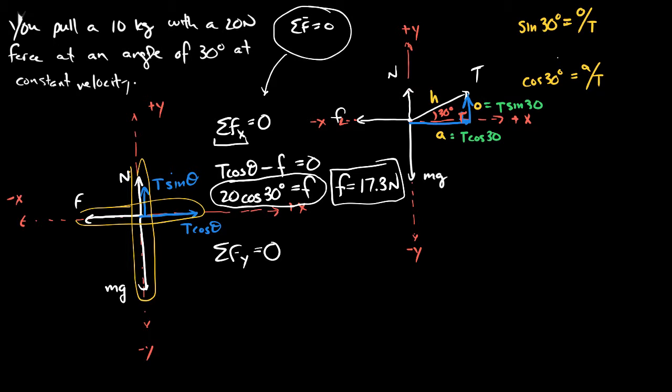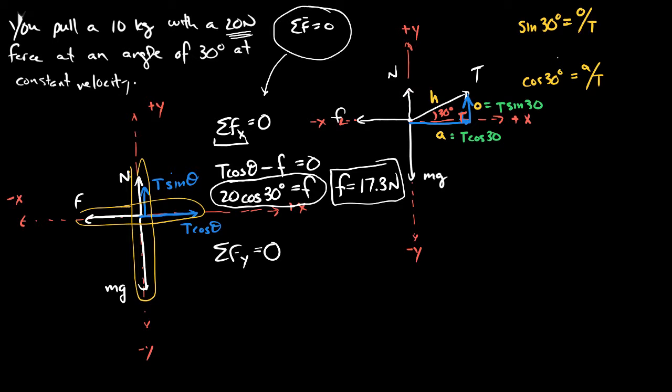Not so bad? Maybe? I don't know. I think you guys are going to struggle with it. Yep. How did you know what unit it was? The cosine doesn't have a unit. So cosine's unitless. And the 20 was given in newtons. Oh, okay, sorry. No worries.